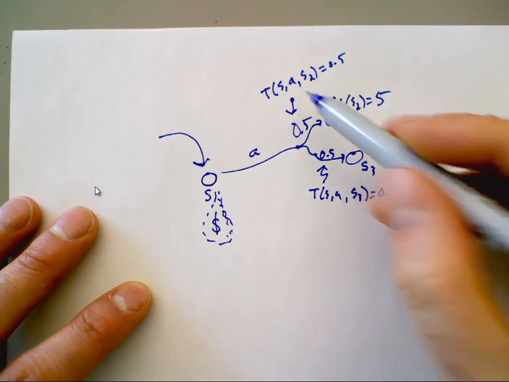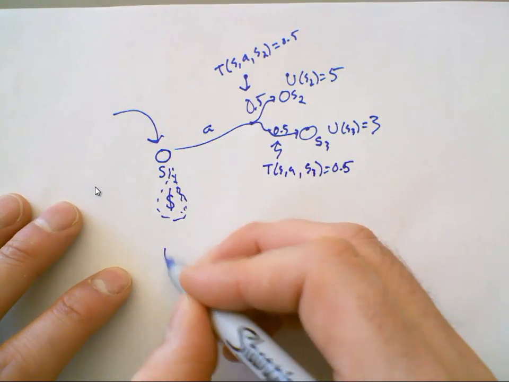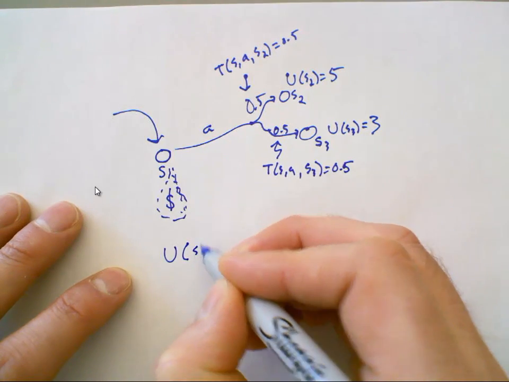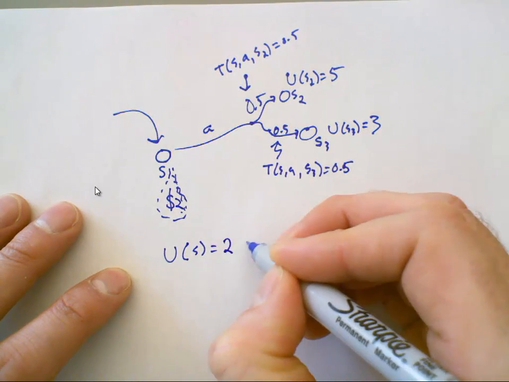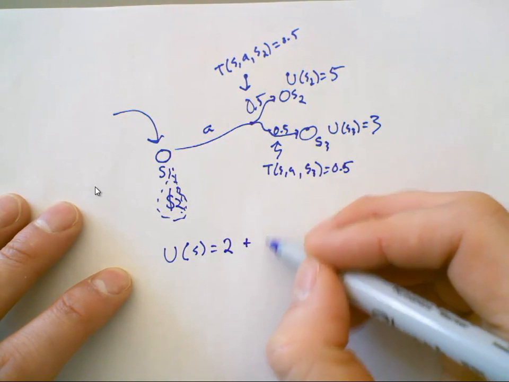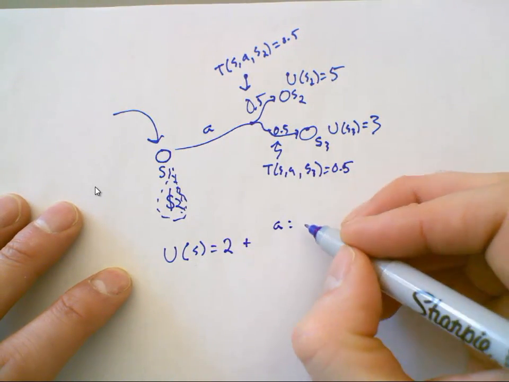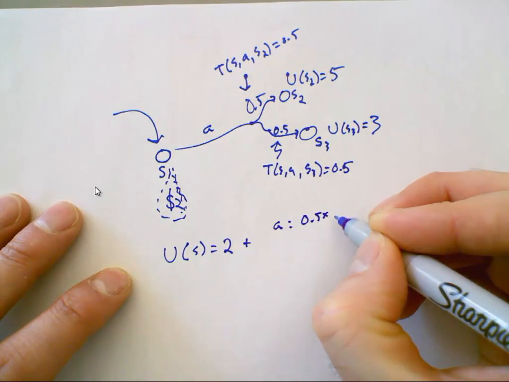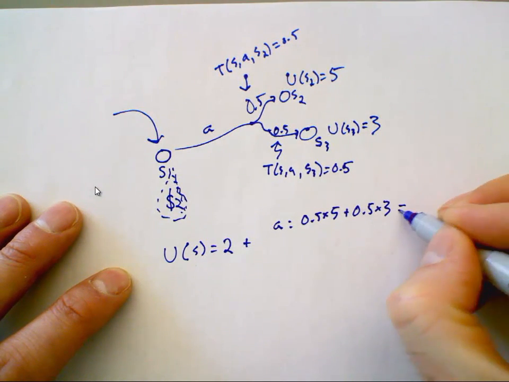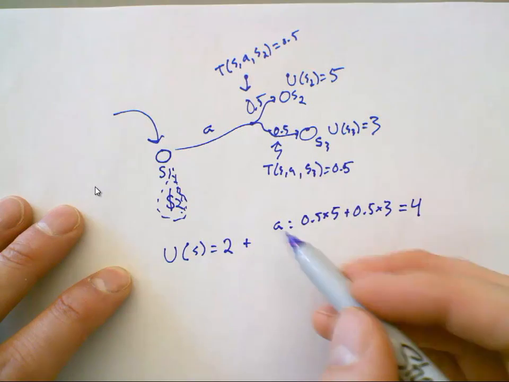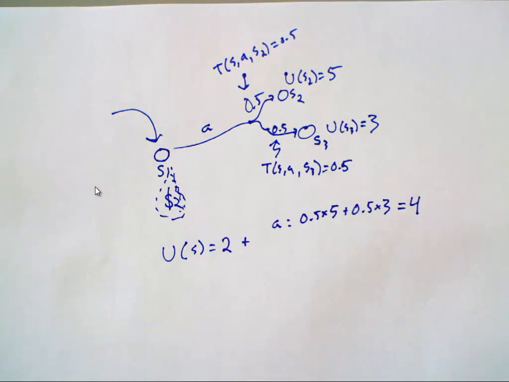The expected utility of U of S equals whatever reward we get. Let's say, what did we get here? $2. 2 plus, and now we're doing a maximization over actions. Well, let's see. If we do action A, we end up with 0.5 chance of getting reward 5 and 0.5 chance of getting 3, which equals 4. So the future reward of doing action A is 4.